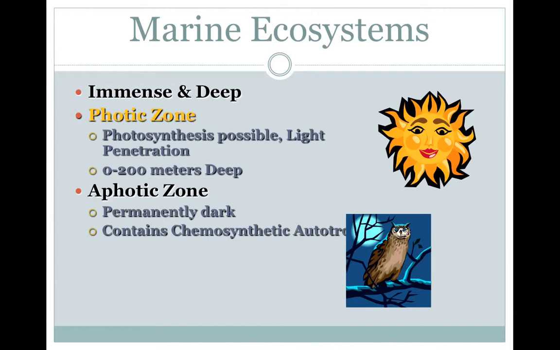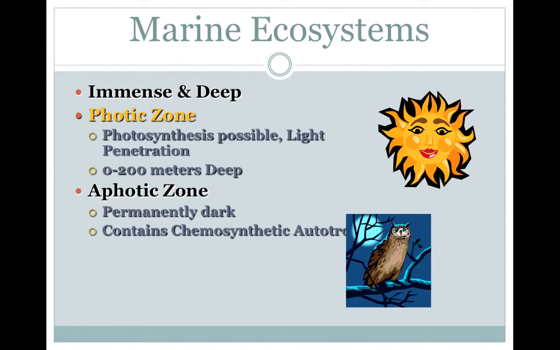And now for the second part of 4-4, we have marine ecosystems. Marine ecosystems are immense and deep. The ocean covers over 70% of planet Earth. They're very vast and they contain lots of life. Within the marine ecosystems, they can be divided into two separate zones.